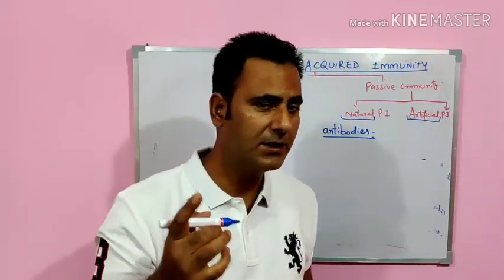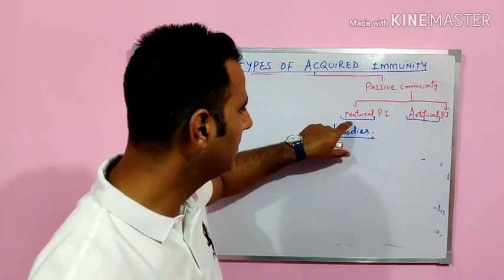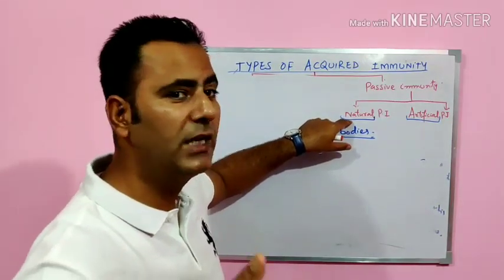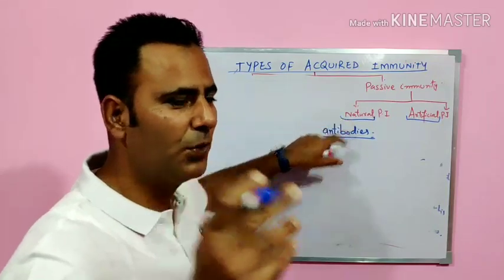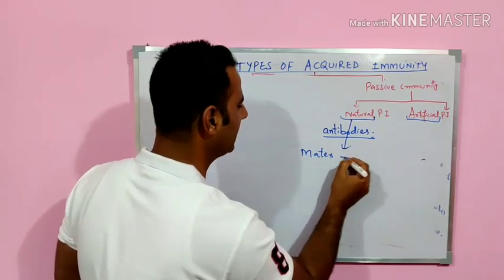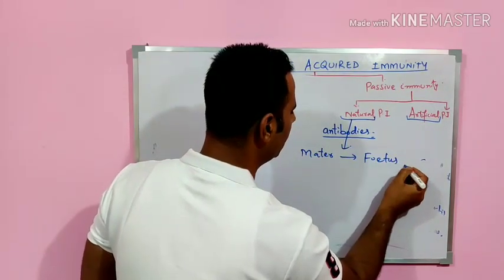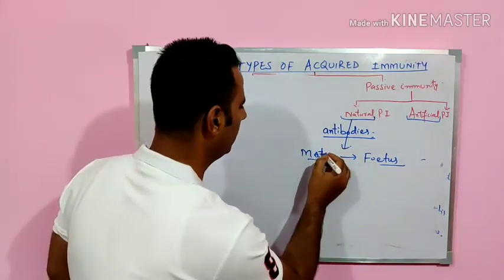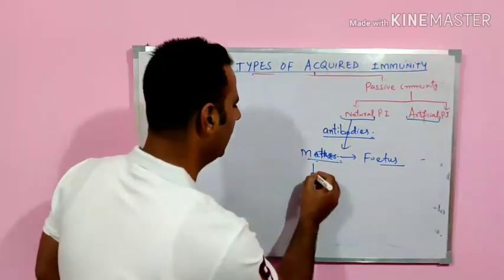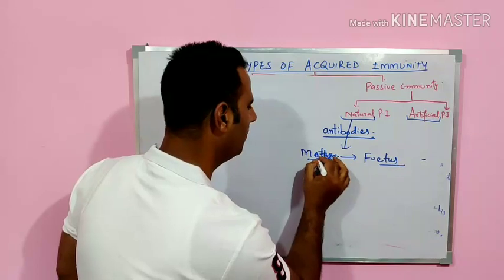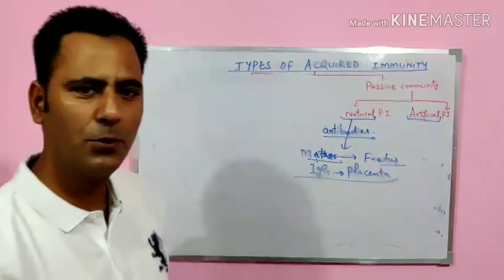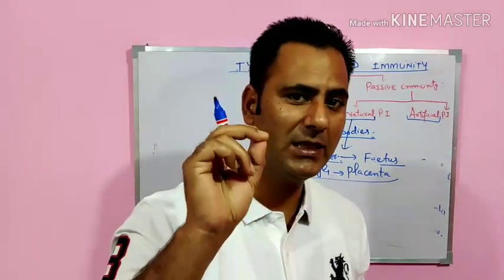Now imagine the case where any person is receiving a dose of antibodies in a natural way. Yes, it is going to happen in the case of mother-fetus connections. In the case of mother to fetus, we see there is transfer of antibodies like IgG from mother to fetus through the placenta, when the fetus is in the womb.